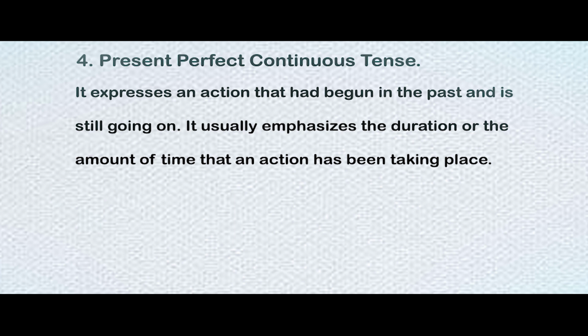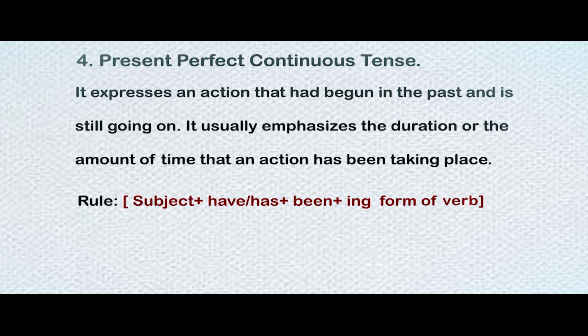Similar to the other three forms, in the fourth form, present perfect continuous tense, we have a rule to keep in mind: subject plus have or has plus been plus the ing form of the verb. You have to remember this verb, been, in order to have the correct form of present perfect continuous tense. Let us look at some examples again.